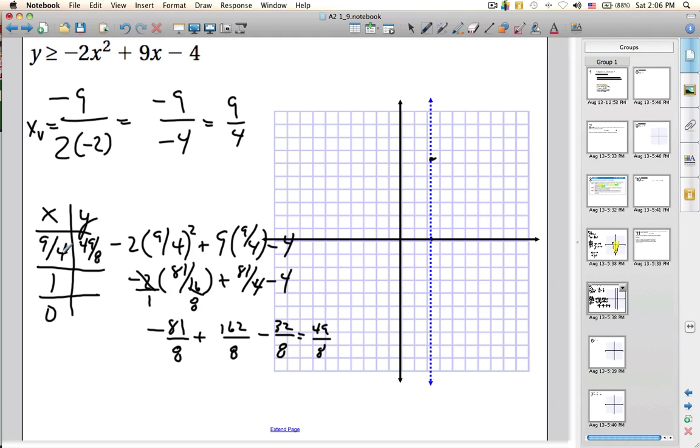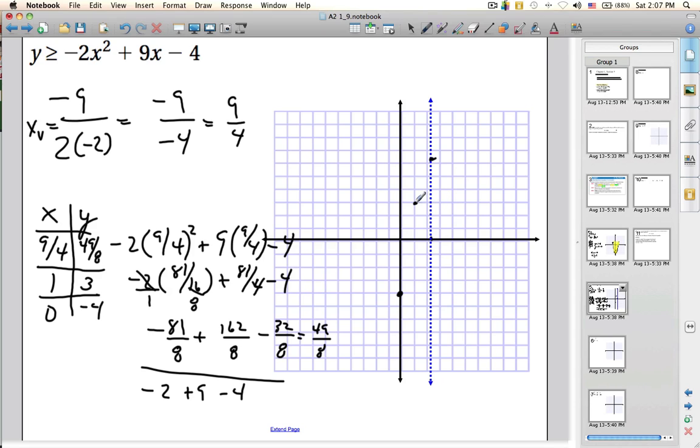Notice that even though I had a fraction for my x-coordinate of the vertex, as I move forward, I'm picking integers to plug in. So when I plug 1 in here, I'll have -2 plus 9 minus 4. -2 plus 9 is 7. 7 minus 4 is 3. And when I plug in 0, I'll get -4. Right? This becomes 0, that becomes 0, and I just get -4. So at 0, I'm at -4. 1, 2, 3, 4. At 1, I'm at 3. 1, 2, 3. And now I want to use symmetry to plot to the other side.